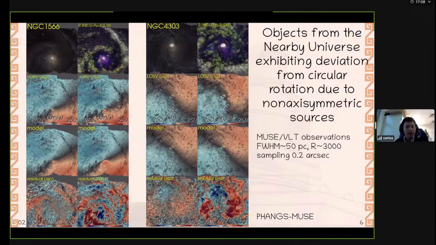At a higher resolution, this is observed in these two galaxies. These are from the Fornax3D MUSE survey. Here I show you the continuum image and also the emission line image traced with nitrogen 2, H alpha, and oxygen 3. And in the bottom panels, I show you the stellar velocity, the H alpha velocity, and the corresponding circular rotation models, right? And in the bottom row of panels, I show you the residual velocities, basically just subtracting the observed minus the model. And we observe also large patterns of non-circular rotation.